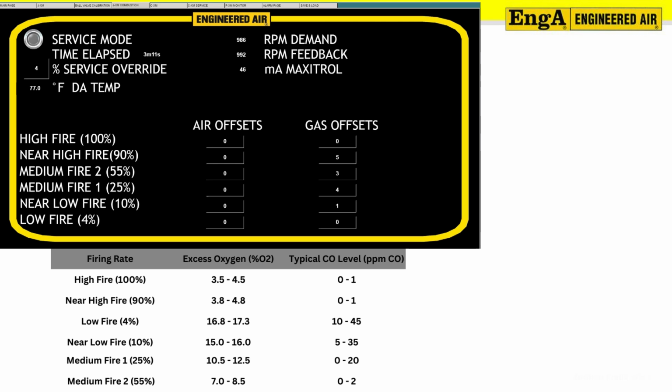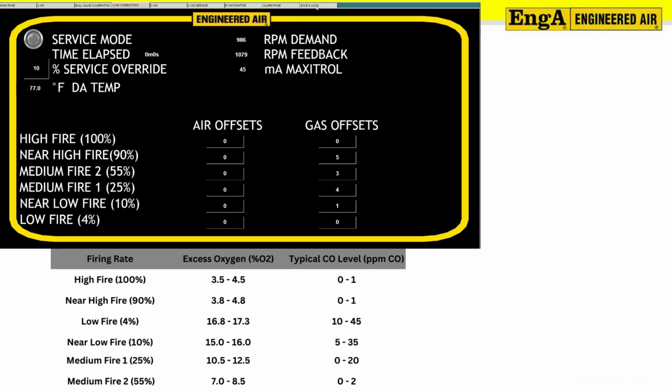Curve match is checking the remaining 3 firing rates, 10%, 25%, and 55%. Start by entering 10 into the service override box and wait till everything stabilizes before comparing to the tabulated values. If the measured value for this firing rate is outside the specified range, make the necessary changes to the corresponding air offset. Repeat this for the remaining 2 firing rates. When finished, unclick the service mode button, which will allow the controller to transition back to auto mode.